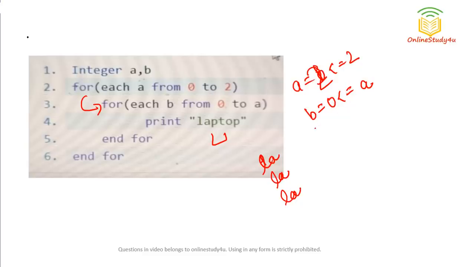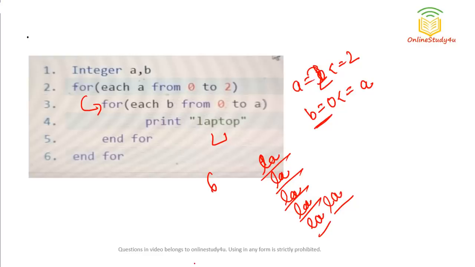So here in the inner loop, what do we have? 0 less than or equal to 2, laptop will be printed. 1 less than or equal to 2, laptop will be printed, and 2 less than or equal to 2, laptop will be printed, and then we will come out of this inner for loop. So how many times is laptop printed? 1, 2, 3, 4, 5, 6. 6 times laptop is printed, so that's why 6 will be the correct answer for this particular question.